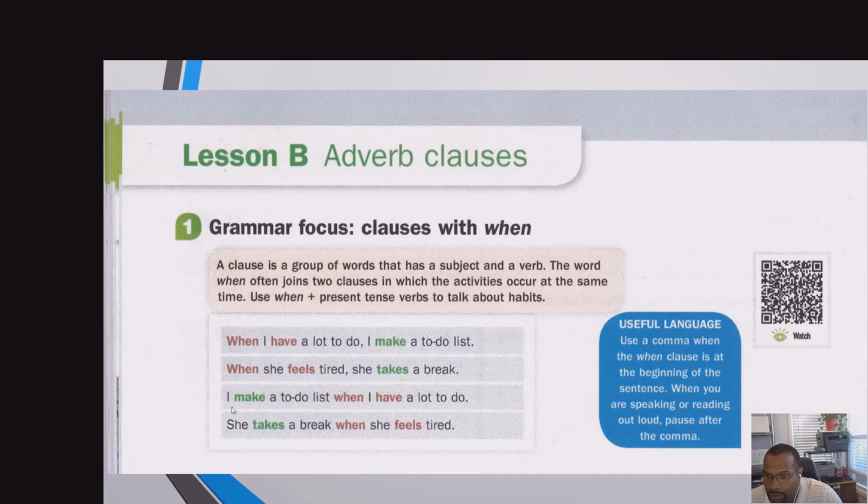All right, let's look down here. I make a to-do list when I have a lot to do. Here again, we have two clauses, but we don't have to put the comma in there. All right, I make a to-do list when I have a lot to do. Let's look at this, the last one. She takes a break when she feels tired. All right, she takes a break when she feels tired. So now these two are complete sentences. These two are two clauses put together.